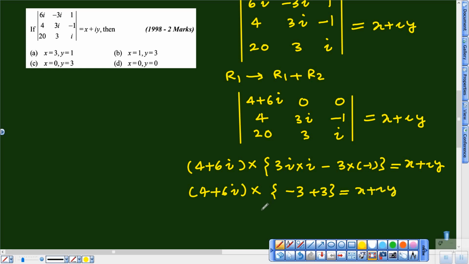Can you see that the LHS vanishes? 0 is equal to x plus iy, and thus I get what? x is equal to 0 and y is equal to 0 both. Because here the real and imaginary parts are both 0, so x and y both will vanish. So my correct option would be D option. And that is the answer to this question.